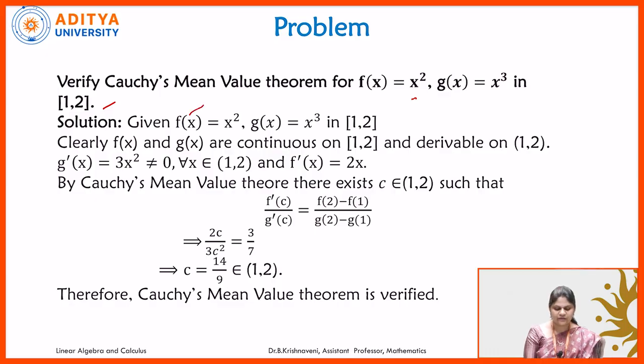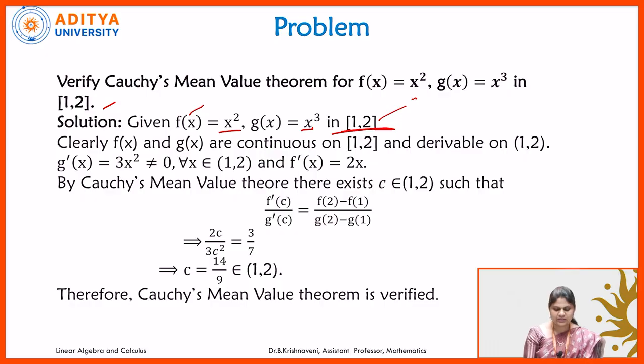So now, given f of x equals x square and g of x equals x cube in the closed interval 1 comma 2, we need to check whether it is continuous in the closed interval and derivable in the open interval. Thereafter we will apply Cauchy mean value theorem.